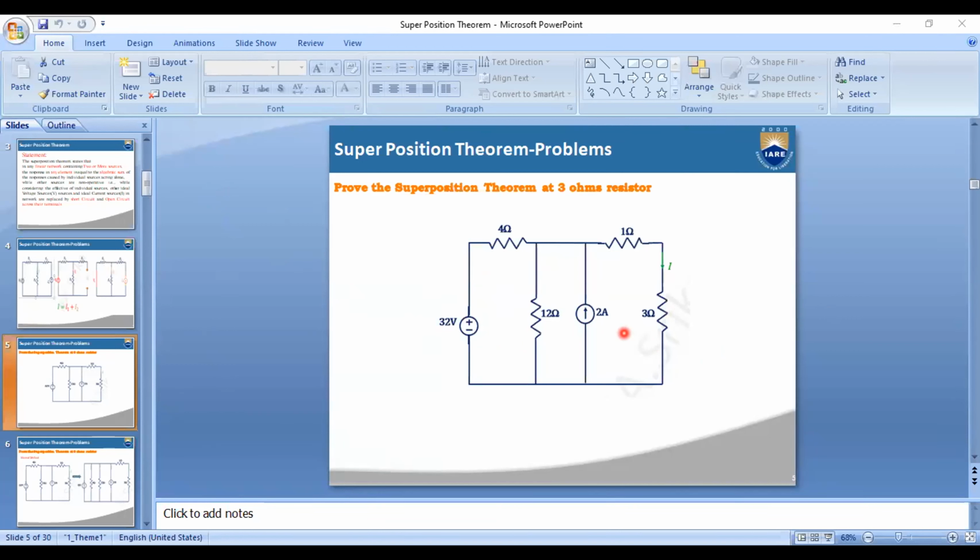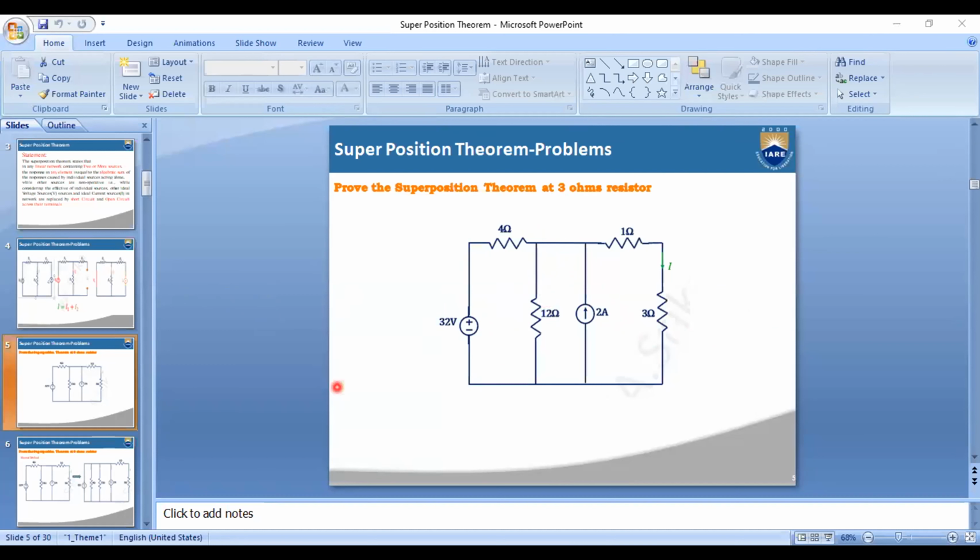The 8 amps source is connected in parallel when you convert the voltage source into a current source. The 12 ohms will be there already, and the 2 amps source, and the 1 ohm and 3 ohms. Our requirement is the current across the 3 ohm resistor. So now, see what happened. The 8 amps and 2 amps are in the same direction, so the total is 10 amps, and the 4 ohm and 12 ohm are in parallel. Do all of you understand from the previous circuit diagram to here?